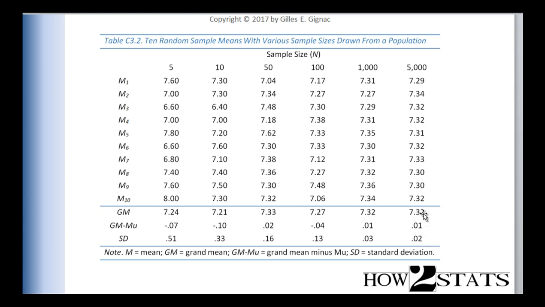In this case, the grand mean associated with these sample sizes of 5,000, which is very large, is very close to the population mean. 7.32 minus 7.31 gives 0.01. So the purpose of consolidating all these results in this table was to present how the consistency in the estimation of the means changes quite drastically as we move from a very small sample size of 5 to 50, 100, 1,000, and 5,000.